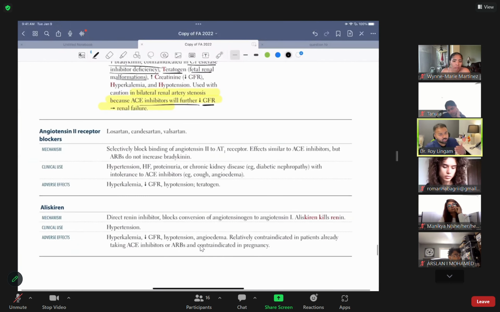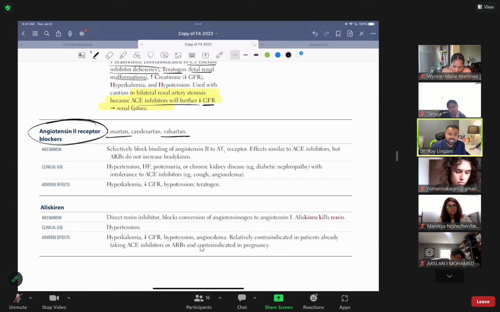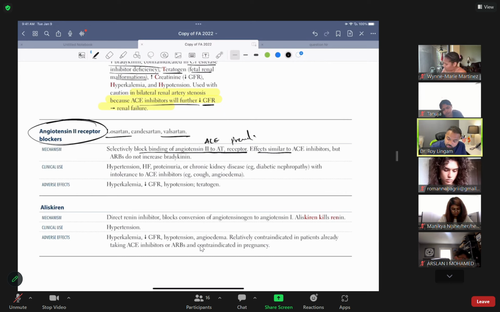Now, if somebody comes to you and says, I took an ACE inhibitor, I have a cough, I have a side effect. But if you still want to use the same mechanism, we go for a receptor blocker, losartan, valsartan. It works exactly like an ACE inhibitor, but instead of blocking the ACE enzyme, they are blocking the receptor. So they are not inactivating the ACE enzyme. Is everybody clear, folks? So the ACE enzyme is preserved in this patient, okay? They selectively block binding of angiotensin 2 to its receptor. Effect similar to ACE inhibitor, but it does not increase bradykinin because ACE is there to digest that.